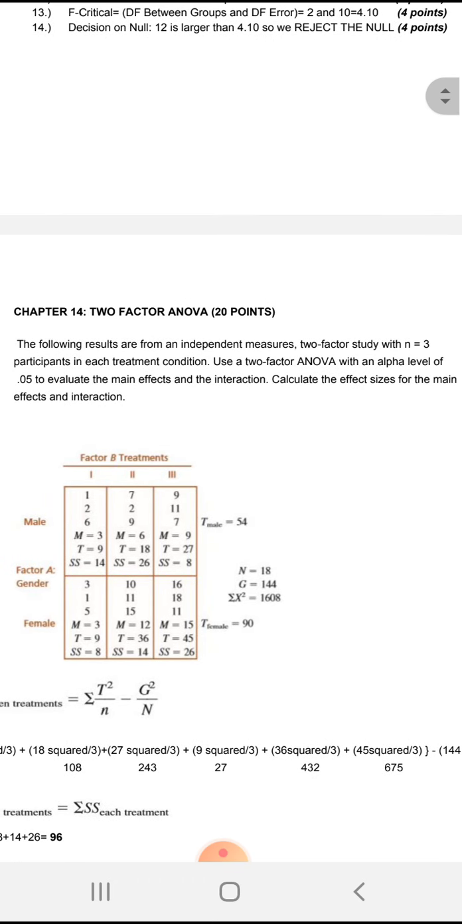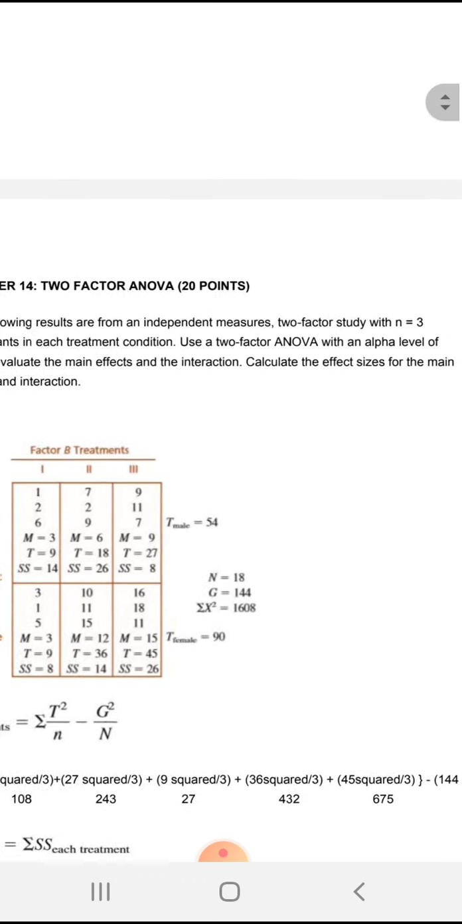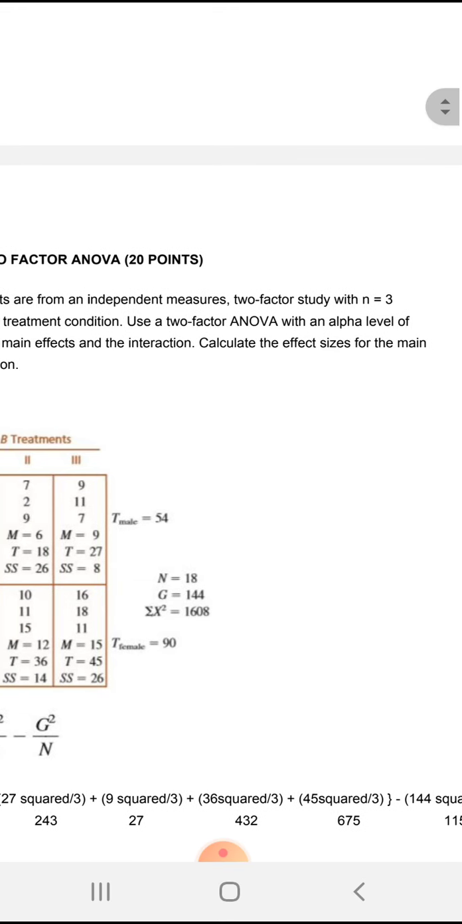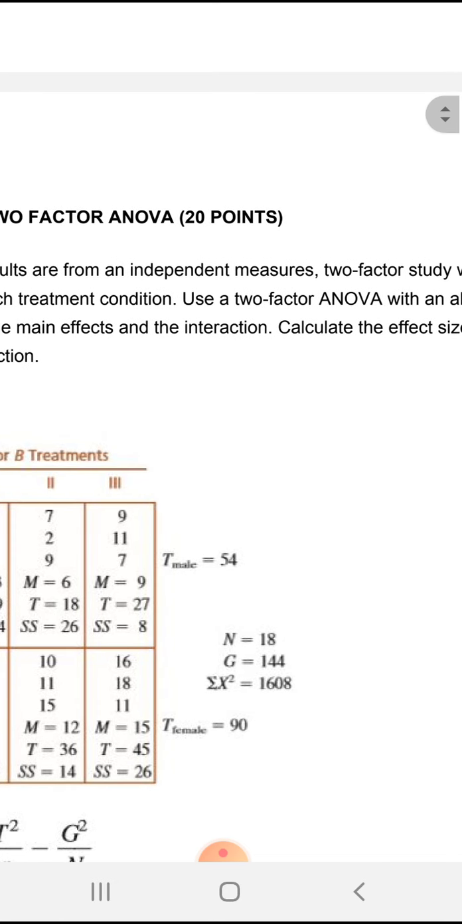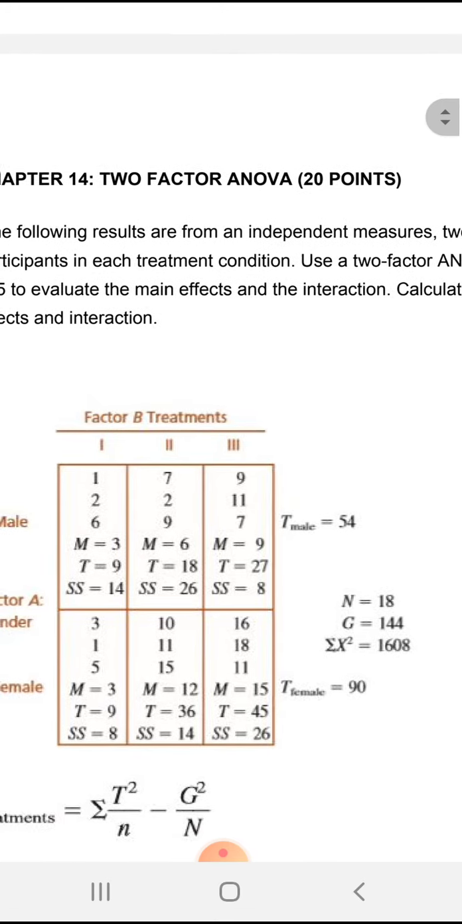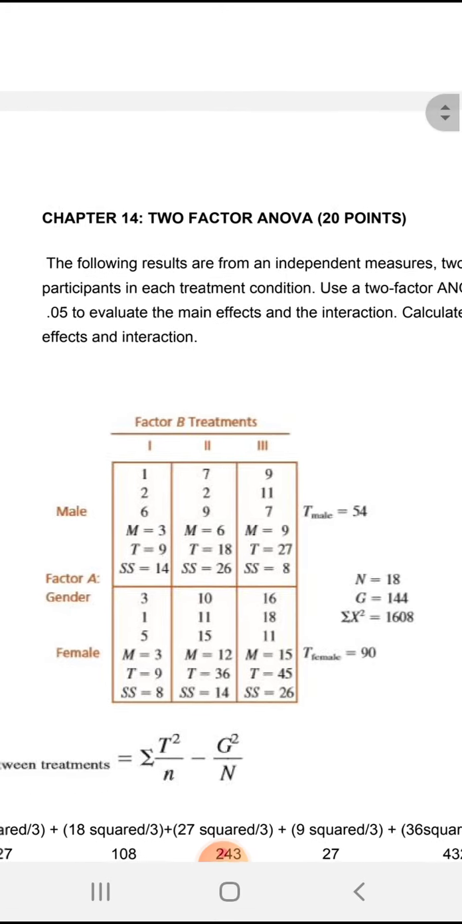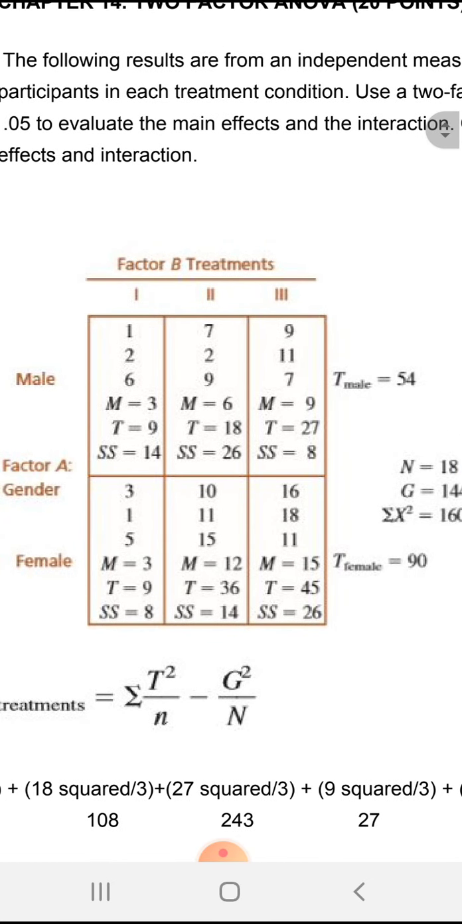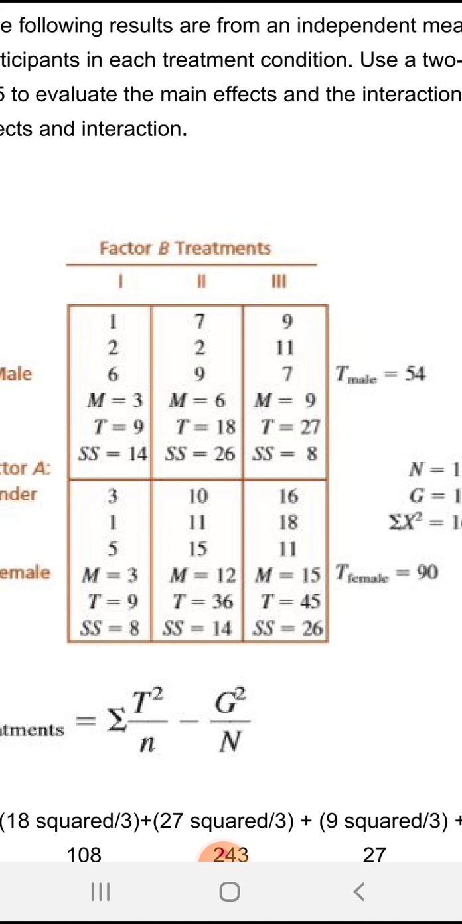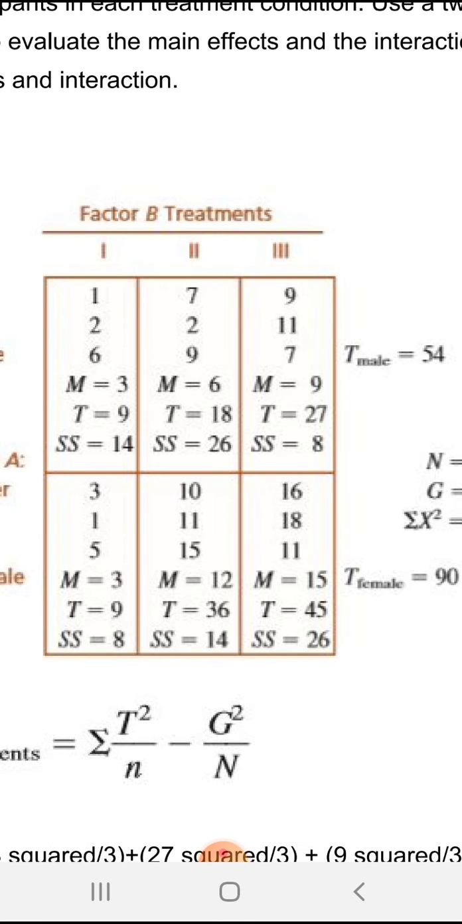As I mentioned on Blackboard, on your test, I'm not going to ask you to calculate the effect sizes for the main effects and interaction, so we are just going to evaluate the main effects and interaction using their F values, the F obtained and the F critical, to see which factors and if the interaction is significant. When you're given a table like this, you're given the mean of each group, the sum of squares of each group, and T, which is the total of the scores in each group.